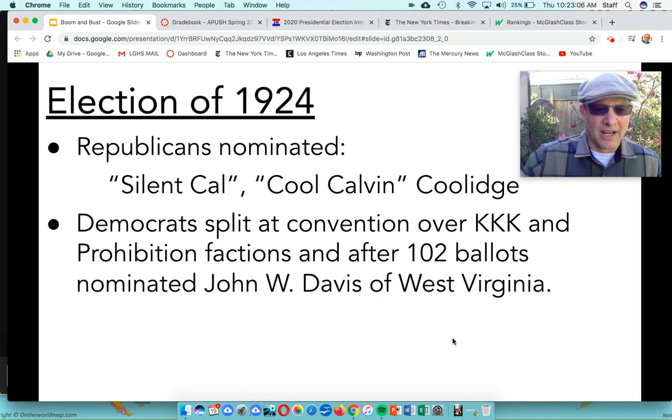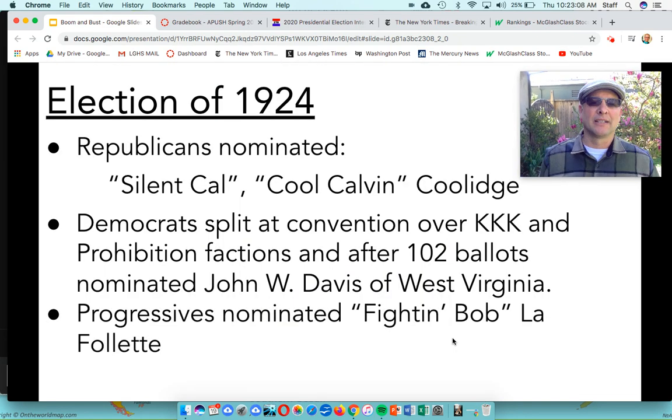In fact, here we got it. The Republicans went with Cool Cal. He's kind of like Harding, just sort of a nice guy, not known for a lot, kept to himself. Cool Cal, Calvin Coolidge. Democrats had a crazy convention that year. They had 102 ballots before they could get to a majority to pick anybody, and they went with John Davis. The Ku Klux Klan was at the convention, a significant presence.